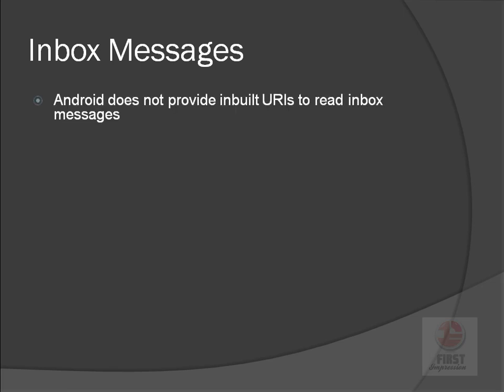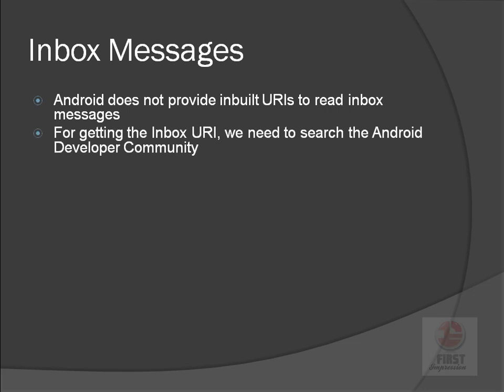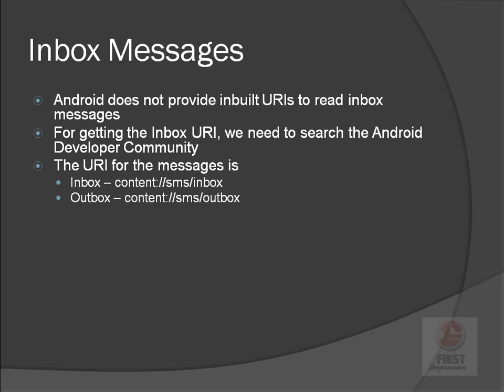Once we are done with contacts, then we can move on towards reading the inbox messages. You have to first make a note that Android does not provide an inbuilt URI to read inbox messages. For getting the URI inbox, you have to search the Android developer community. That is, you have to go to developer.android.com and search where you can get the URI for the inbox. When I searched it, I found the URI to be content://sms/inbox. And for the outbox, it is content://sms/outbox.